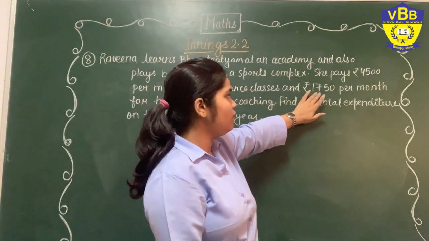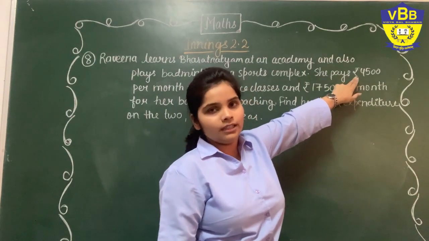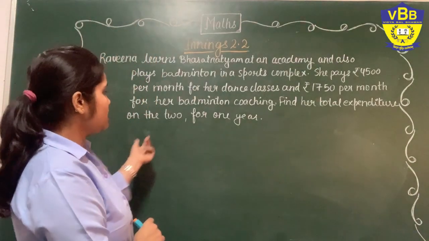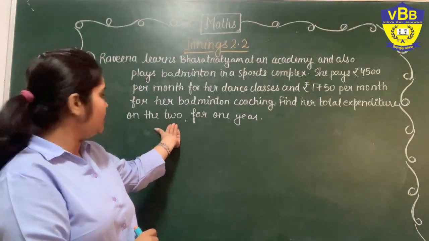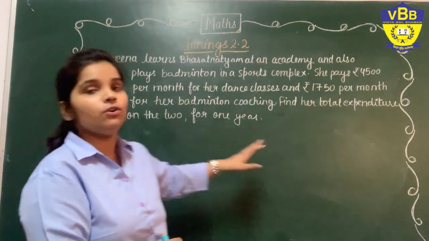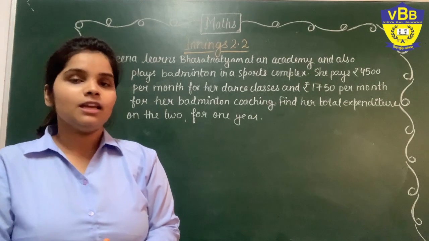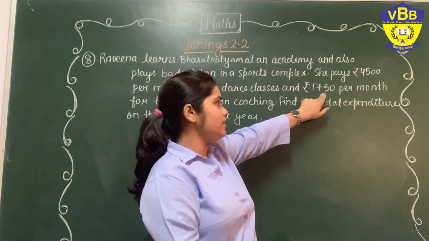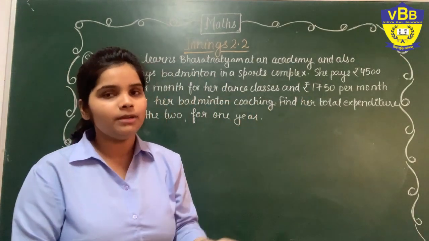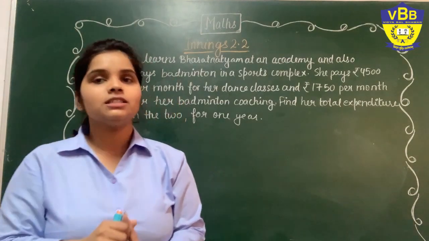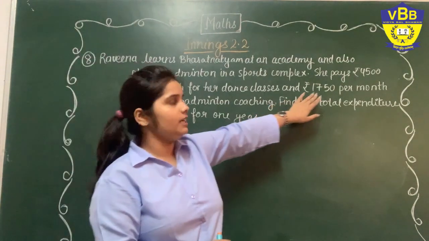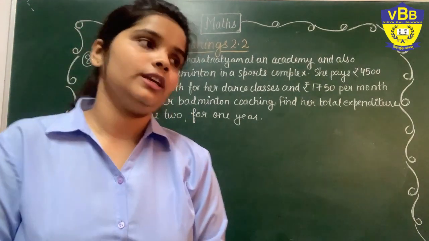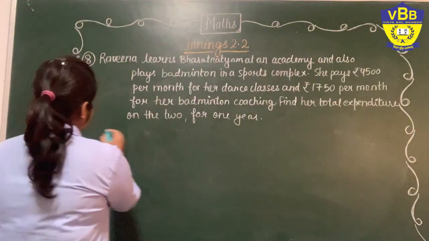The fees of badminton and the fees of the Bharatnatyam dance classes are given per month. But the question is asking for the total expenditure done by her on the two activities for 1 year. That means 1 year has 12 months. If she is paying 1,750 rupees per month for the badminton coaching, and the question is asking for the year, we have to multiply it by 12. So let's start with the solution.